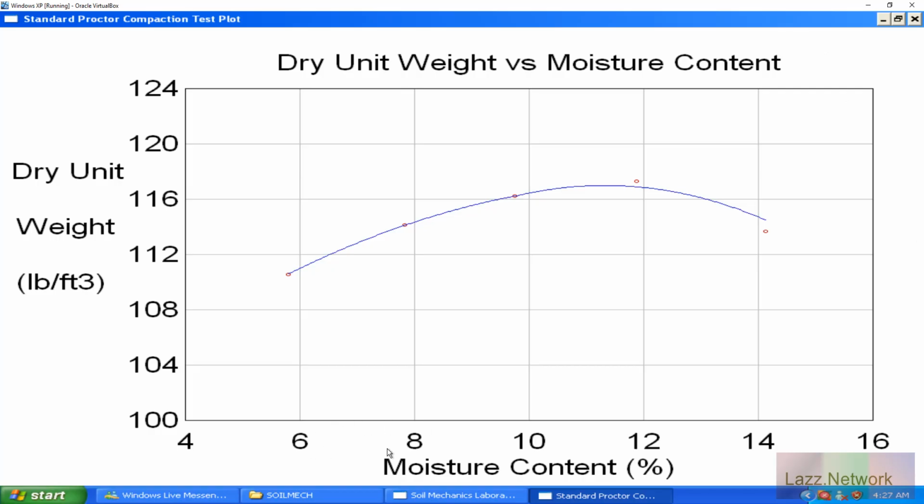As you can see, the X part of the graph is your moisture content, and here's 6, 8, 10, 12, 14. You can change it to whatever you want, or however your software behaves, but it always does it in some shape, way, form, or fashion like this. And then on your y-axis, you have your dry unit weight, which is shown in pounds per cubic foot. You could do newtons as well.